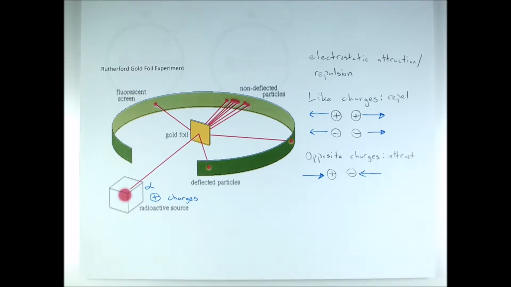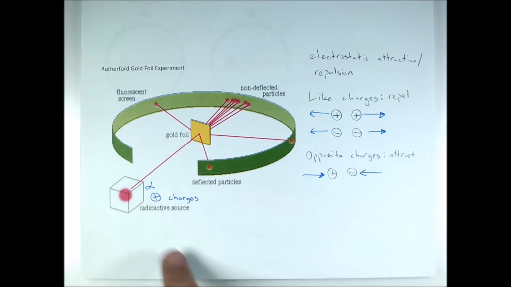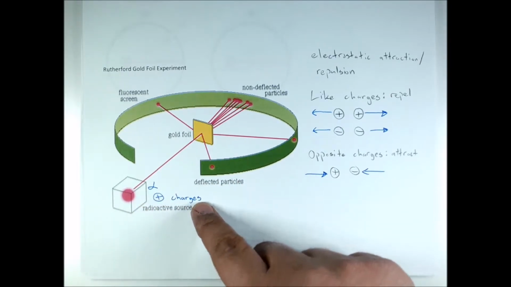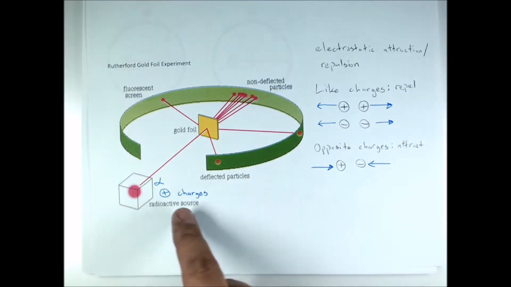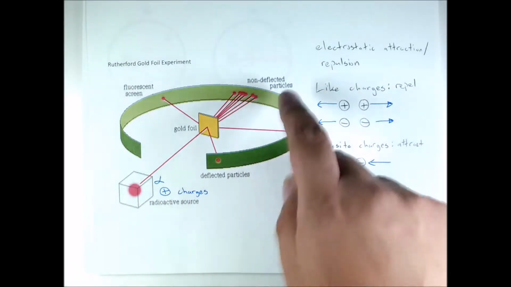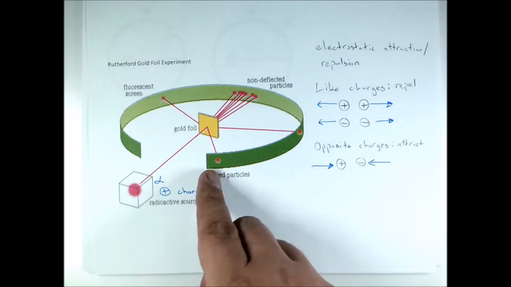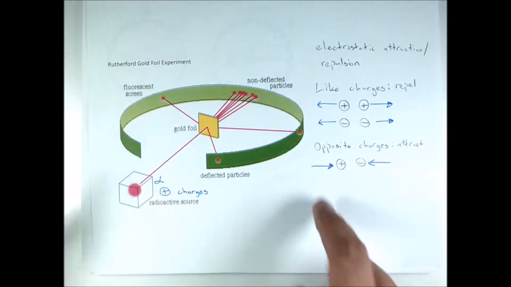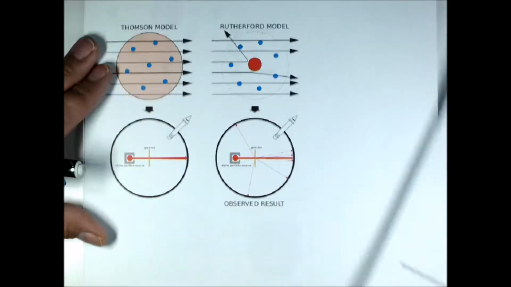What led Rutherford to change his opinion on the, at the time, accepted Plum pudding model was the scattering pattern that he saw with the alpha particles. So he's shooting positive charges towards a thin foil of gold, and he saw that most of them passed through, but a significant portion were either bounced back towards him or scattered in relative directions. So let's take a look at the comparison.